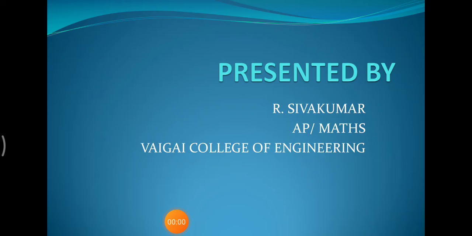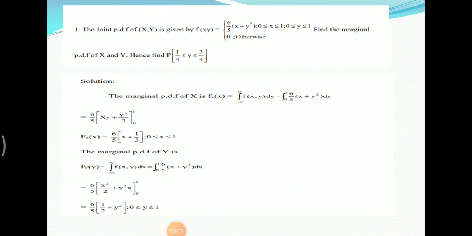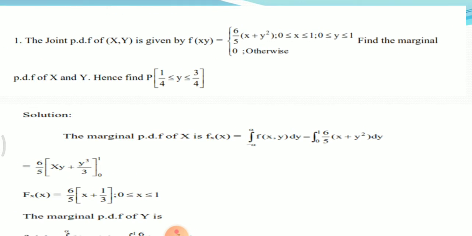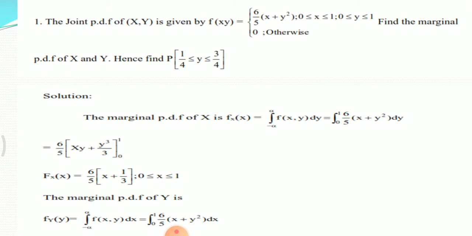Morning students, today we are going to discuss the topic: Unit Two, two-dimensional random variables. So the first example: the joint PDF of x, y is given by f(x,y) = 6/5 (x + y²), where x and y lie between 0 to 1. Now find the marginal PDF of x and y, and also find the probability of 1/4 ≤ y ≤ 3/4. Now see the solution.